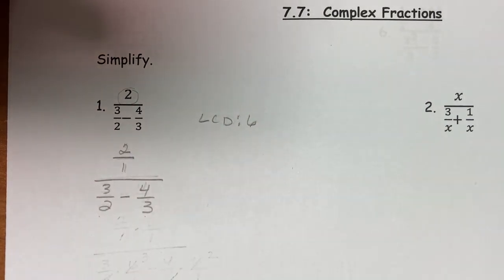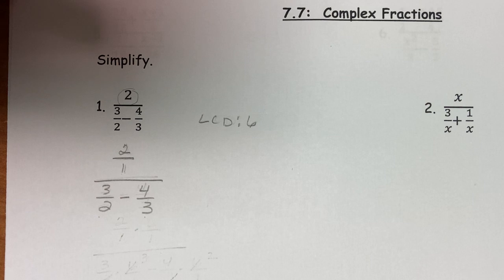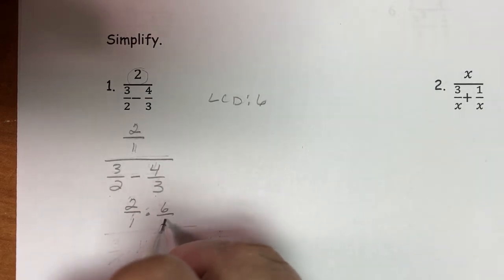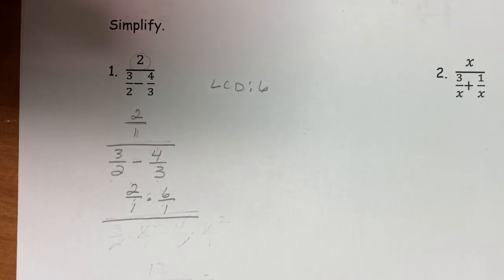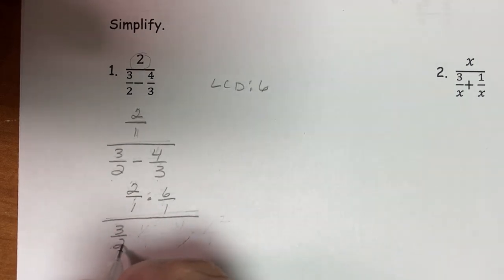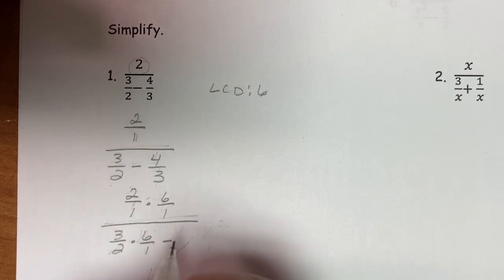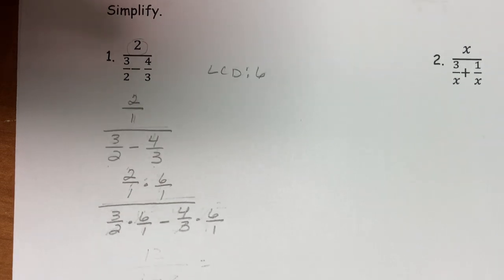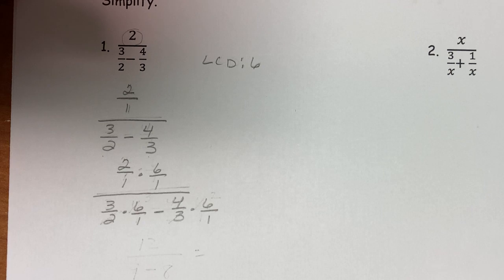So what we're going to do is take each fraction within the large fraction and multiply it by that lowest common denominator over 1. What that's going to do is eliminate all of the small fractions for us. So let's see what happens. If we take the top 2 over 1, we multiply that by 6 over 1, the LCD over 1. Then we take 3 over 2 times 6 over 1 minus 4 over 3 times 6 over 1. I know it's a lot of writing, but suck it up. It really makes it a lot easier. So let's see what that does for us.